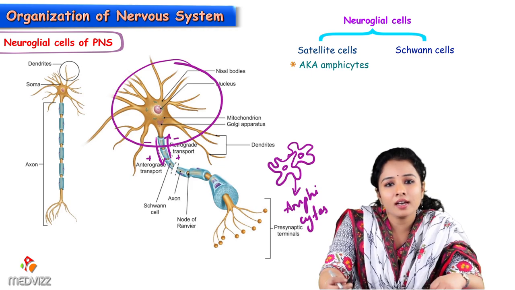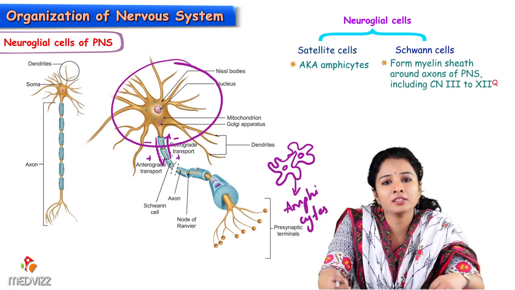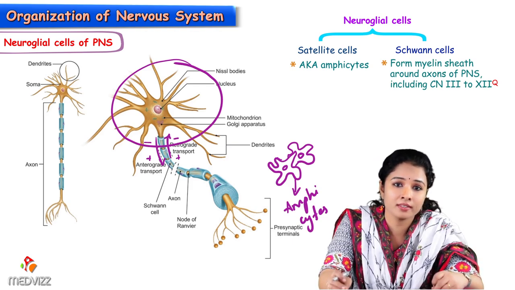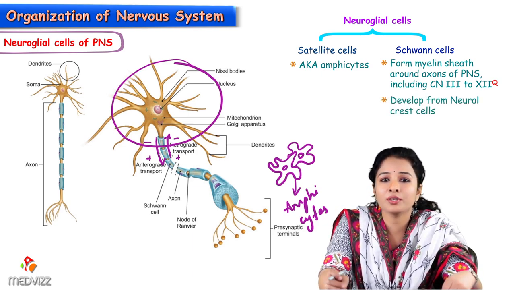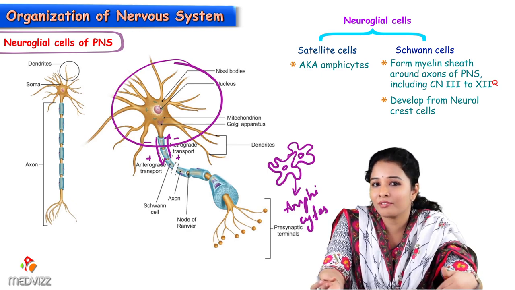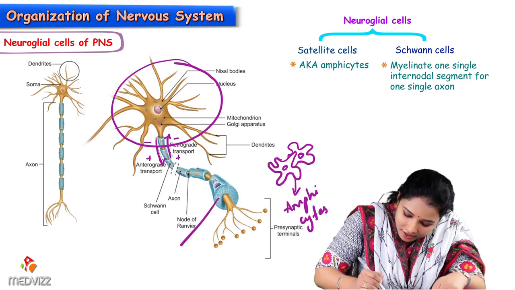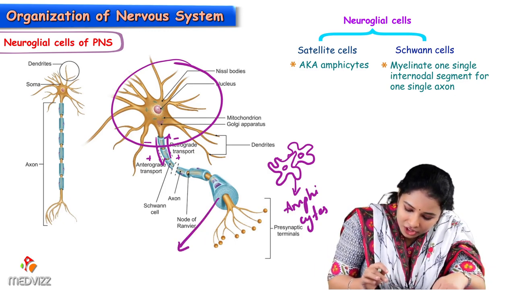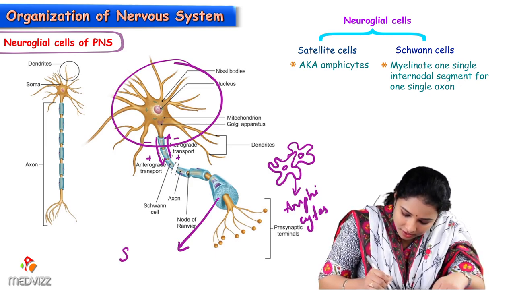And the next variety is the Schwann cells, which are similar to oligodendrocytes and form the myelin sheath around the axons of the PNS, including the cranial nerves from the 3rd to the 12th cranial nerves. These cells develop from the neural crest cells. The peripheral nervous system is derived from the neural crest cells, so the Schwann cells are also derived from the neural crest cells. And each cell, we can see here, forms a myelin sheath of only one axon. So this is a Schwann cell.